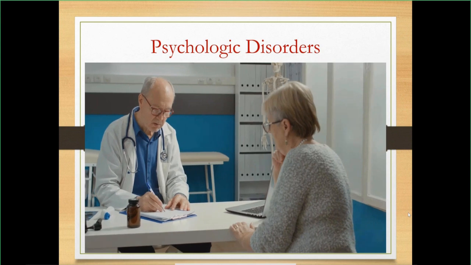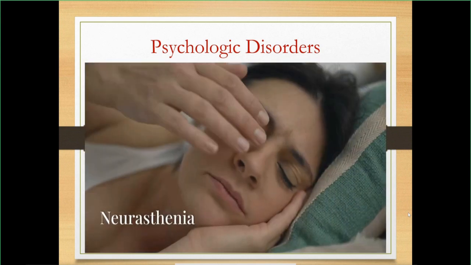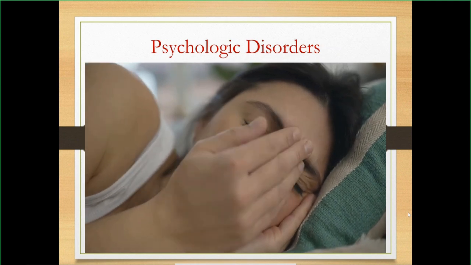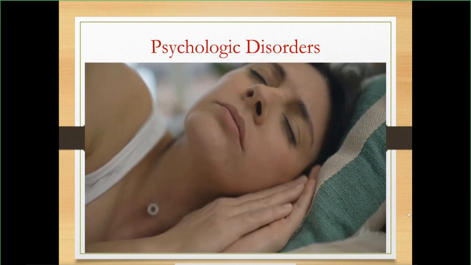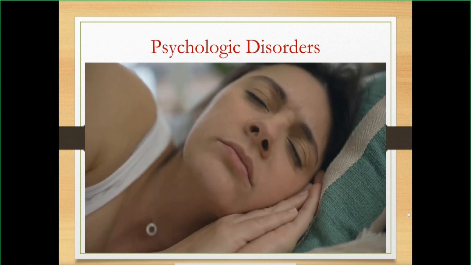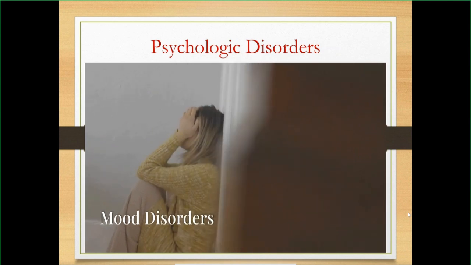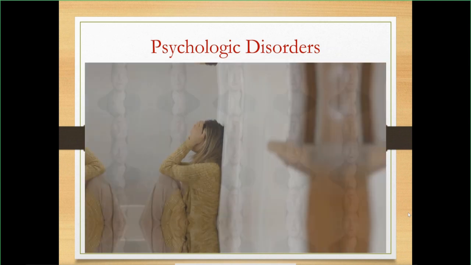Pseudoplegia is a loss of muscle power without actual neurologic paralysis. Neurasthenia is a nervous disorder characterized by weakness and sometimes nervous exhaustion. It is believed by some to be psychosomatic, although it is often associated with a depressed state. Mood disorders are characterized by disturbance of mood as the main feature.